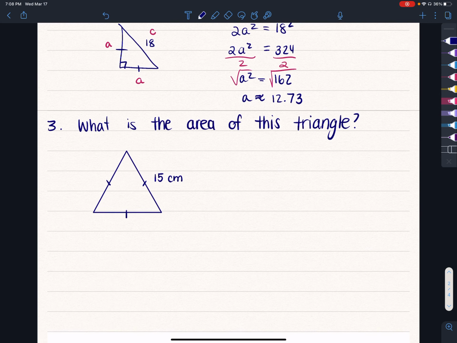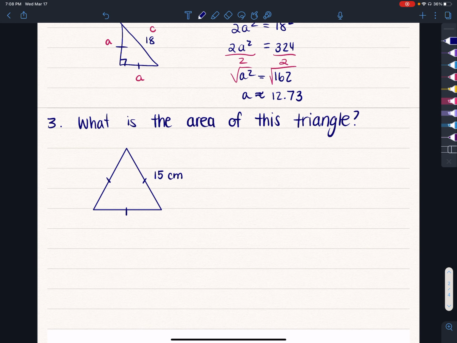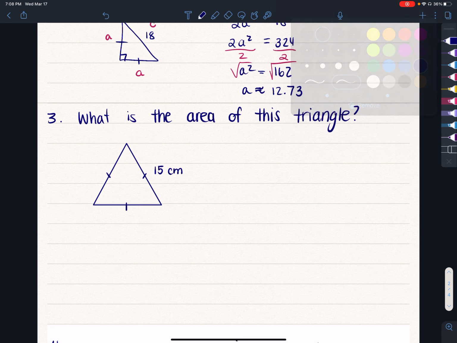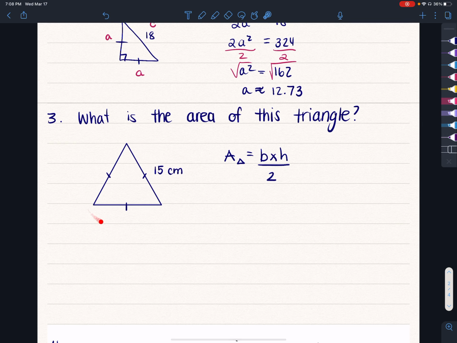So that's number 2. Over here we have, what is the area of this triangle. So when we do the area of a triangle, remember that the formula is base times height divided by 2. So here we have an equilateral triangle, which means that all of these sides are going to be 15. So we know the base. We have the base of the triangle. We're good with that. We do not have the height of the triangle.